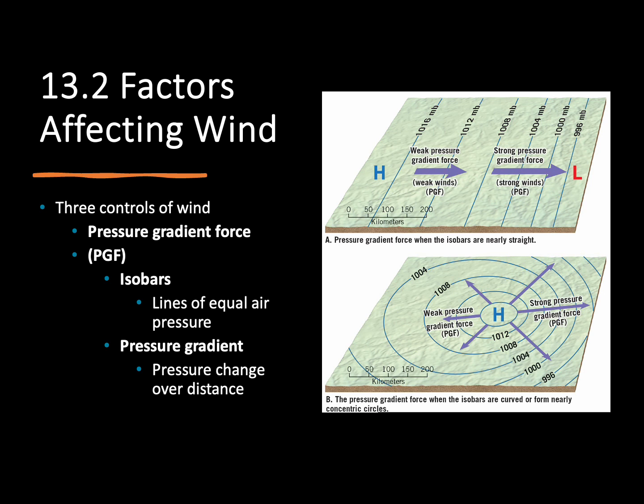But if we're looking at an area where our isobars are widely spaced from one another, like on the left-hand side of this image, it leads to a weaker pressure gradient force because we're changing our pressure much less over a large distance. So this is going to generate very weak winds.